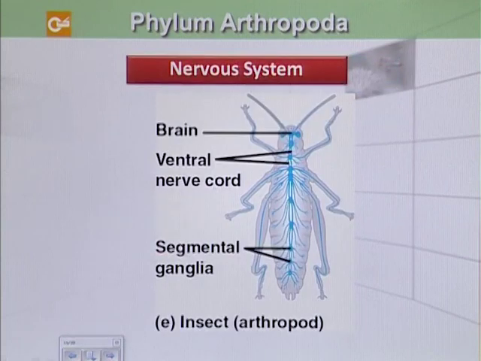And about nervous system, it is highly developed, and it consists of paired ganglia connected to a ventral nerve cord, and ventral nerve cord is actually the double nerve cord, and a ganglia is present in each segment, and nerves arise from these ganglia. The sensory organs are usually a pair of compound eyes or antenna. You can see here the brain and the nerve cord, and then the segmented ganglia here.